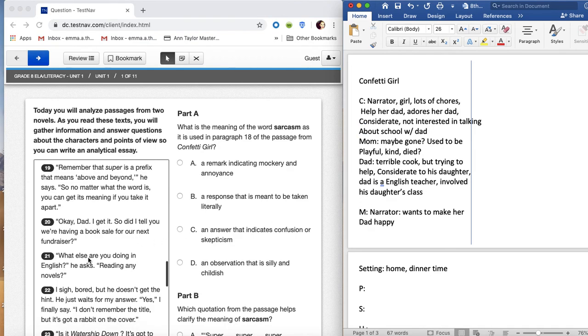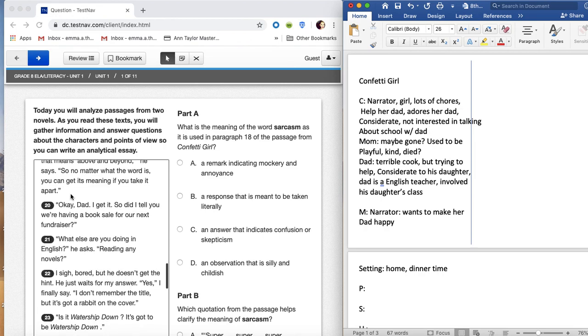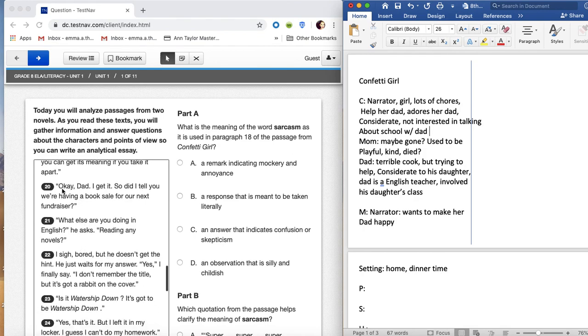I kind of want to go back because there seems to be a hint of conflict here because she's sighing. She's trying to make him understand something about her. Let's just quickly reread. Oh, yeah, this is kind of where it started, where she gets annoyed. Okay, Dad, I get it. So did I tell you we're having a book sale? Oh, okay, so I know she loves her dad, but this is kind of rude. She's changing the subject. So it seems like she's kind of being rude there.